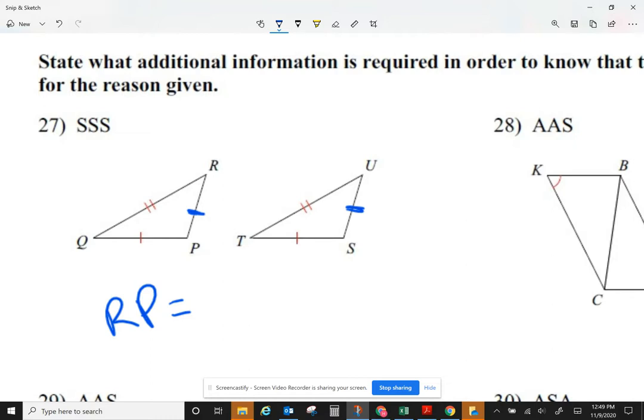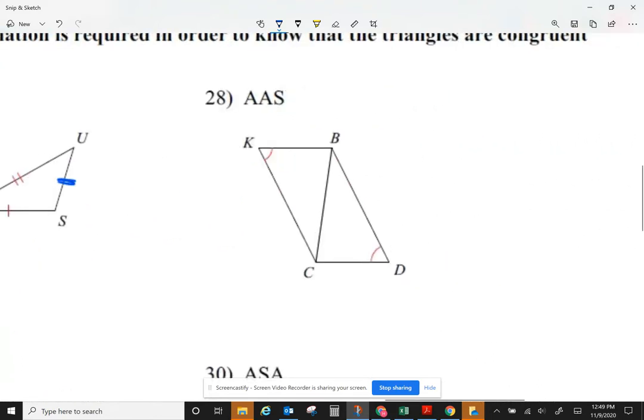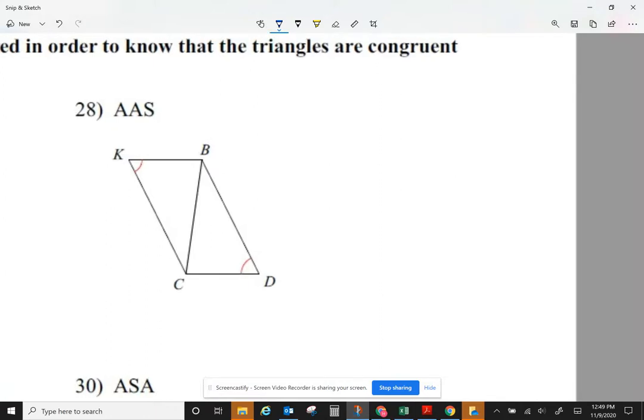The other letter, I'm going to call it US or SU. The order does not matter. So RP equals US. Once again, my question here is what mark am I missing?